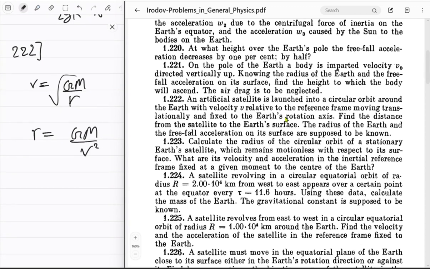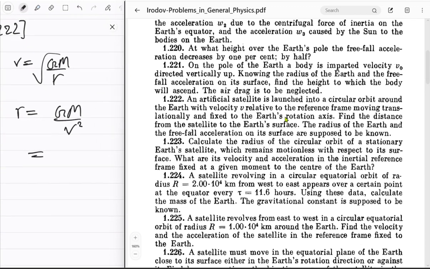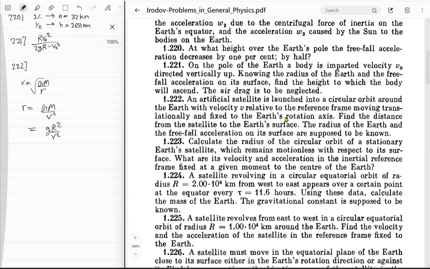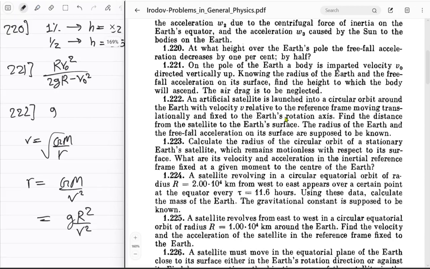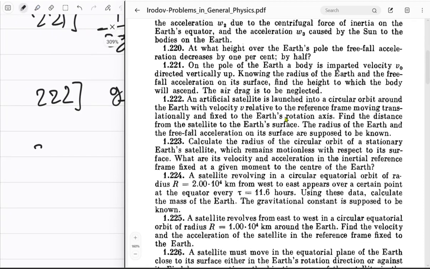Sorry. So GM is just equal to small g times r squared. So this is the thing. There we go. Small g r squared upon v squared. They didn't give us any values. We'll just keep it like that. Next, 223.